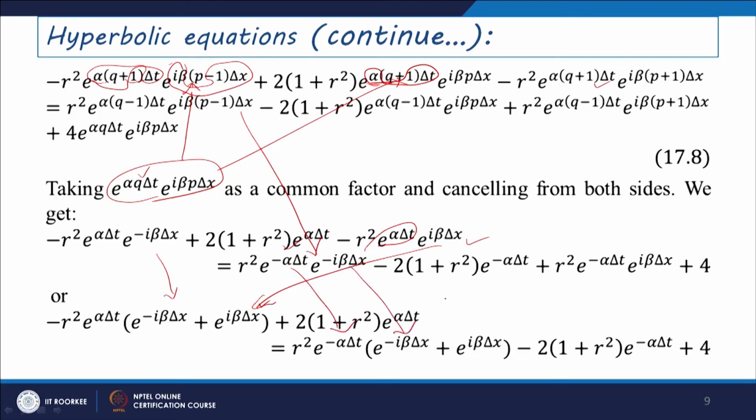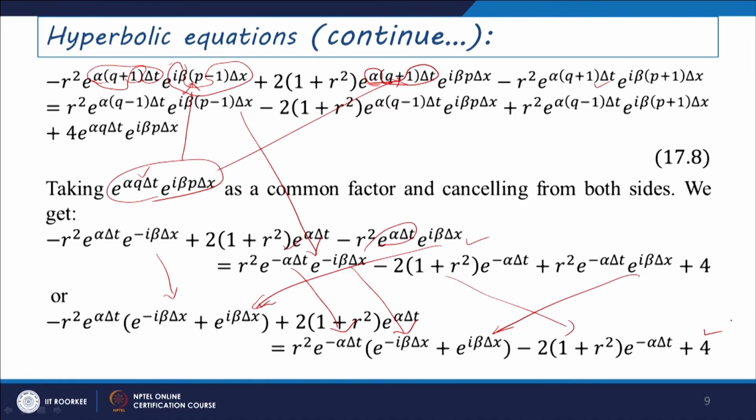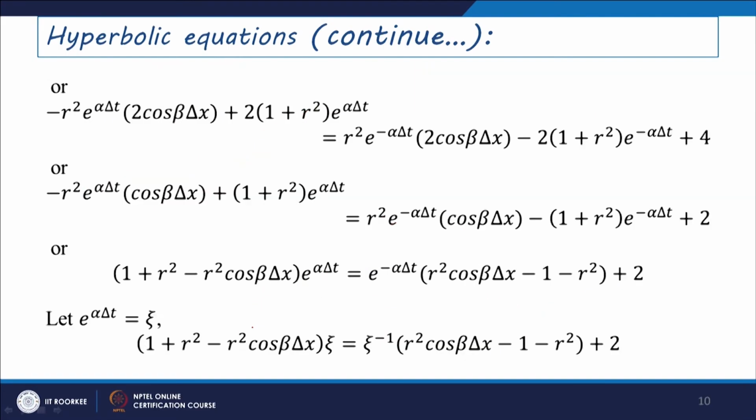So, first term e to the power minus i beta delta x, so it will be i beta delta x here. So, minus 2 into 1 plus r square e to the power minus alpha del t plus 4. If you calculate this in a combined form, e to the power minus i beta delta x plus e to the power i beta delta x gives you 2 cos beta delta x. Similarly we can write 2 cos beta delta x here also, and the remaining terms are as they are.